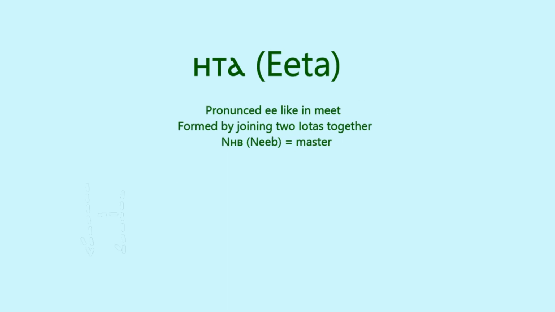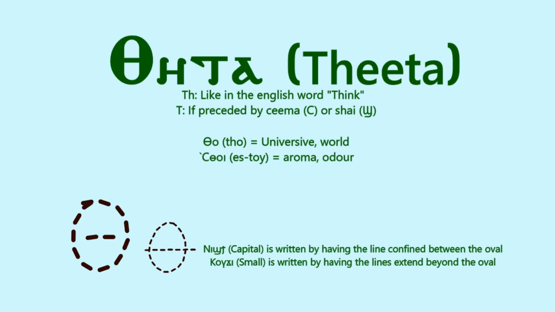We have Eta, which is a long E, and that's because in Coptic it's basically 2 iotas joined together to form the long E. And in hieroglyphics, the iota was written as a reed leaf, and so 2 of them joined together would form the eta sound. A word for this is the word neeb, which means master. Neeb. The third one is theta.